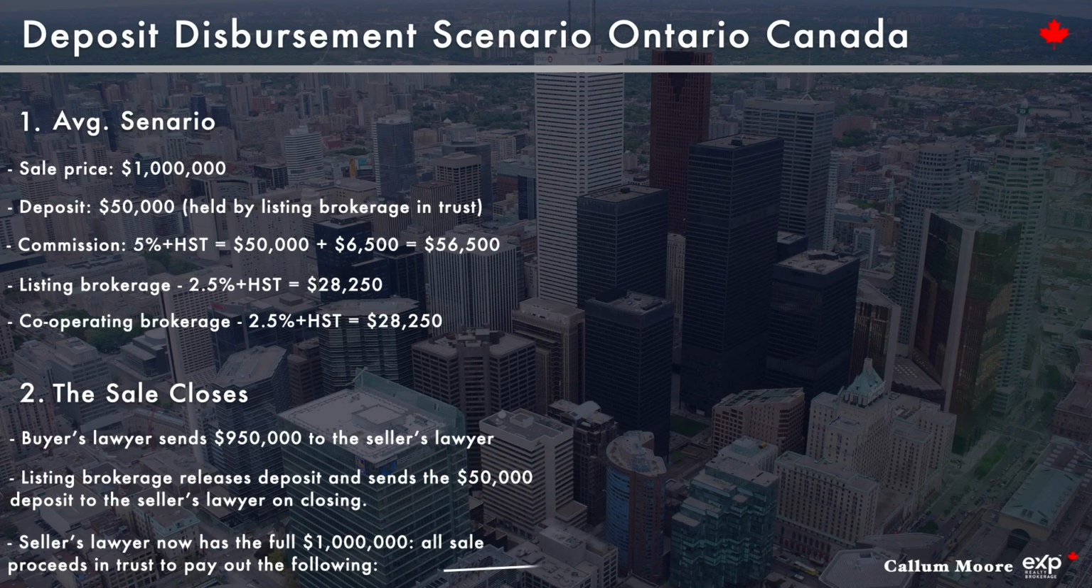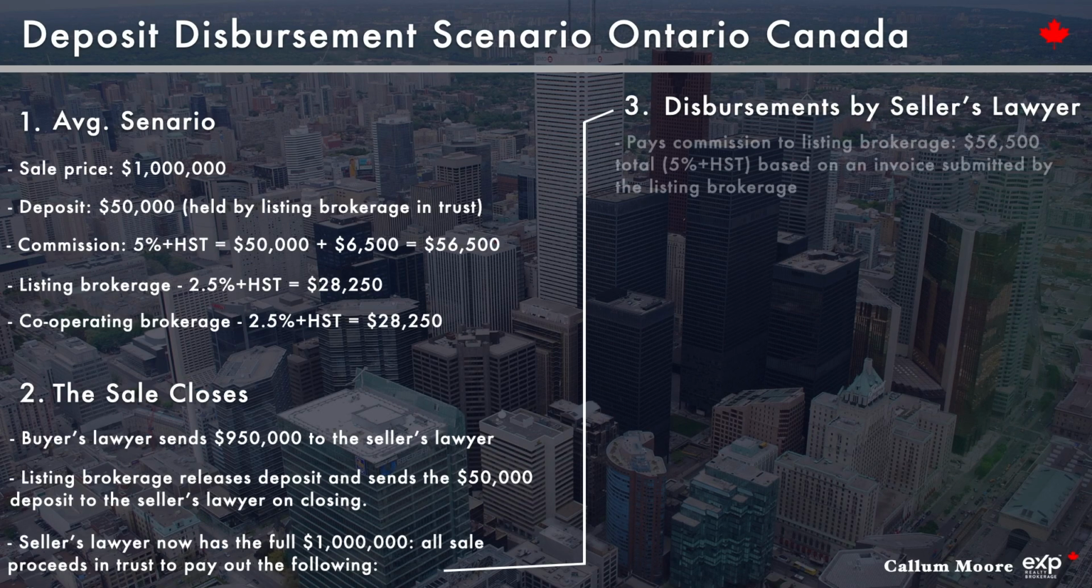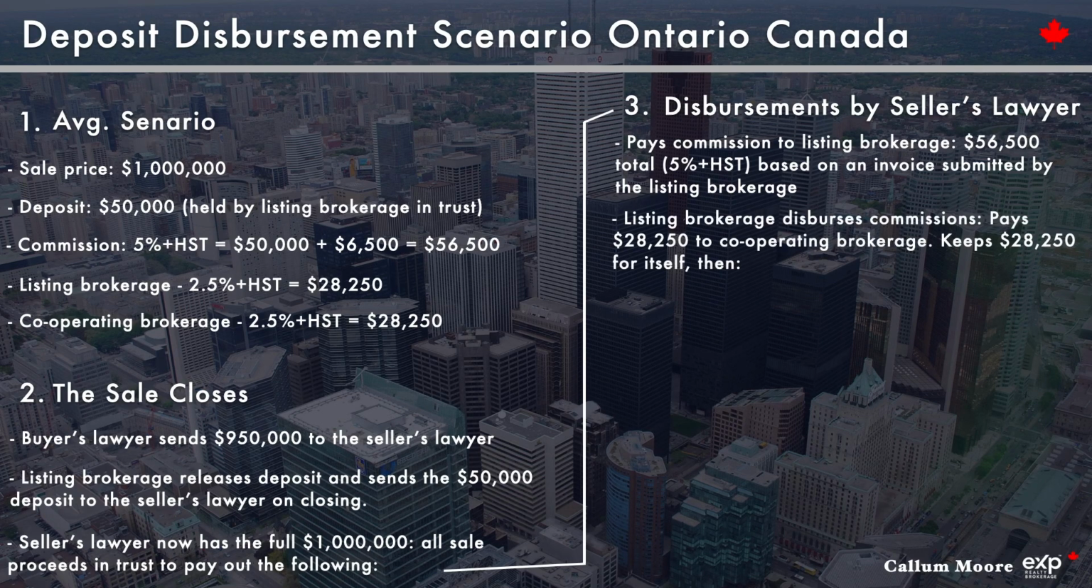All sale proceeds in trust to pay out the following. Disbursement by seller's lawyer. First, pays commission to the listing brokerage, 56,500 total, the 5% plus HST based on an invoice submitted by the listing brokerage. Second, listing brokerage disperses commissions. It pays the 28,250 to the cooperating brokerage, which is 2.5% plus HST.